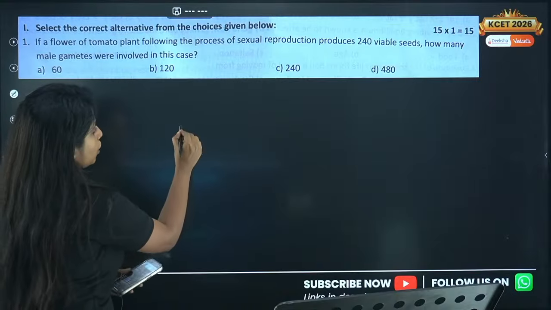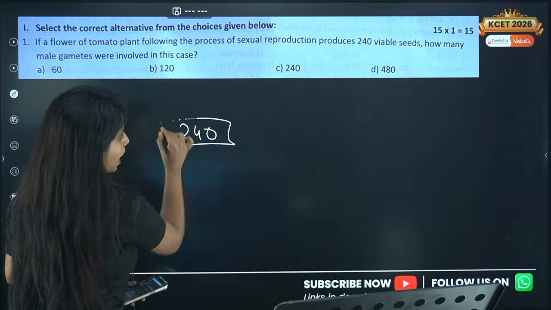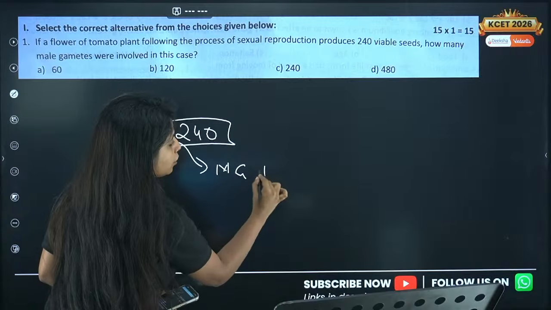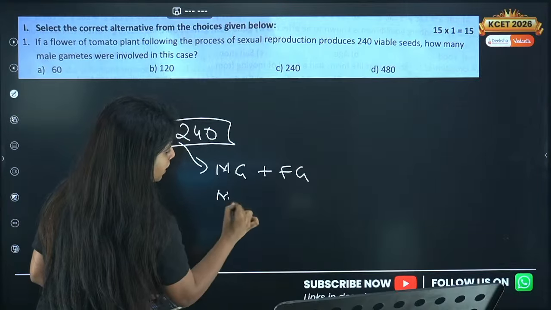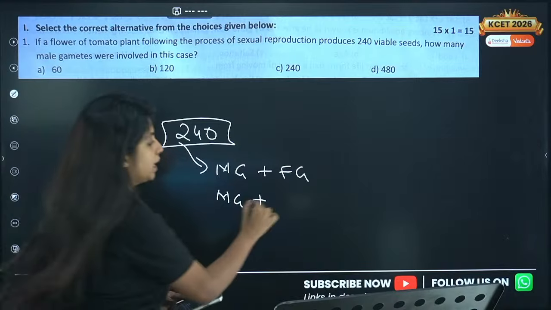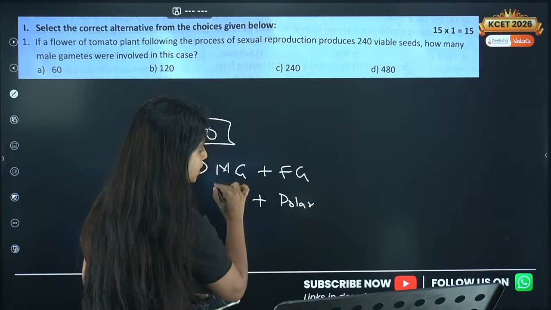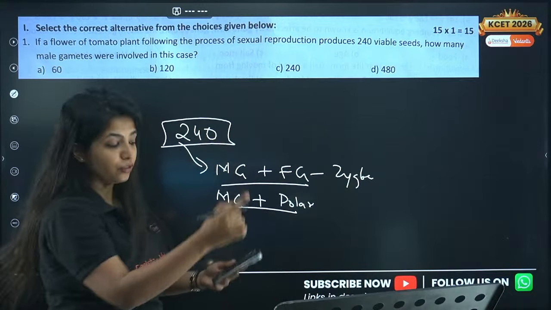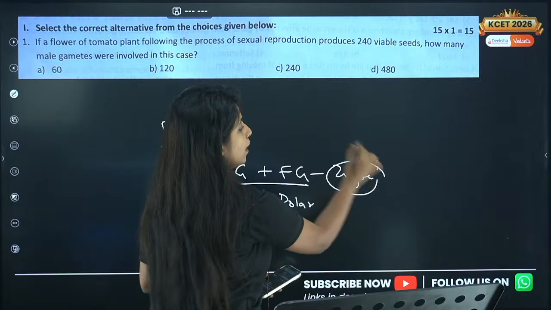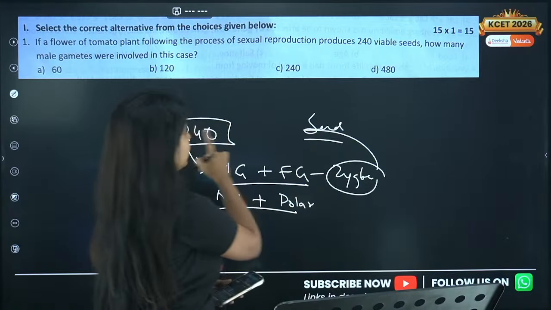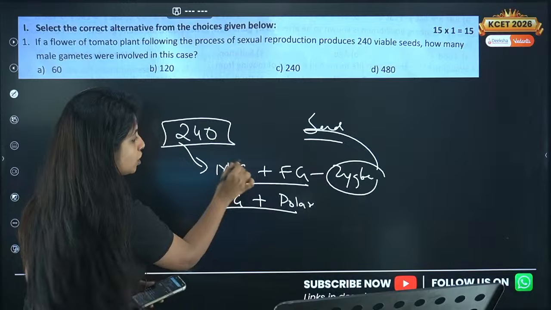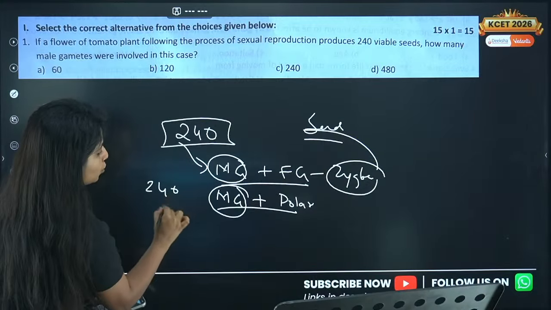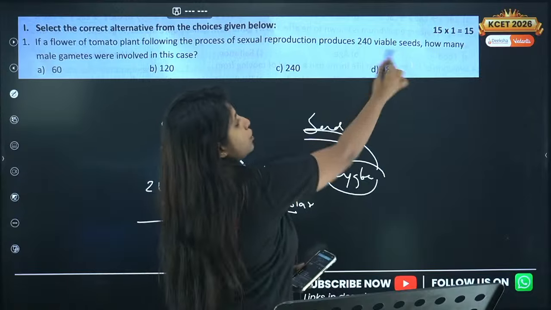My dear children, if at all you are saying 240 seeds, how is a seed formed? Two things are happening. One male gamete is going to fuse with a female gamete. Another male gamete is going to fuse with what? The polar nuclei out there. So these two things happen. This forms the zygote, and now you will call the ovule containing the zygote to be what? Seed. So you have to calculate, if 240 seeds are being formed, you have to imagine 2 male gametes are going to come. So 240 into 2, your answer would be 480 for this particular question.